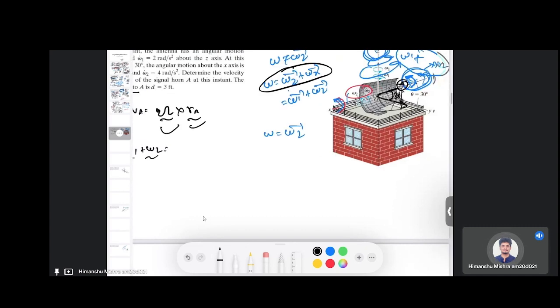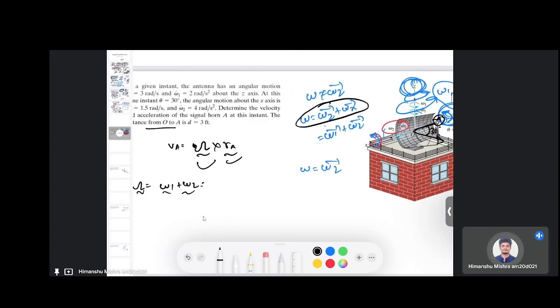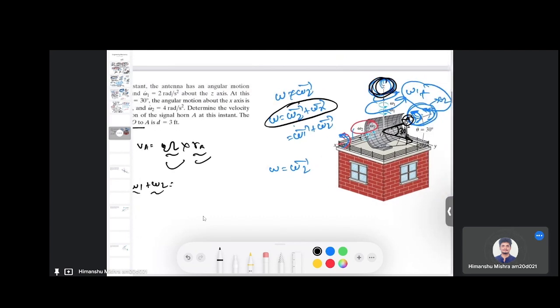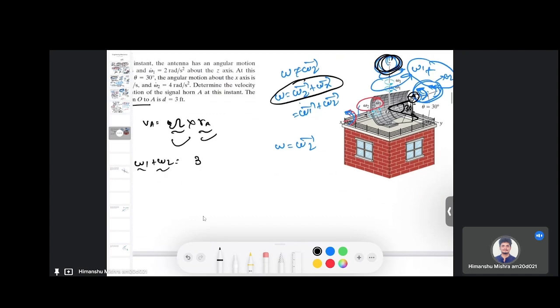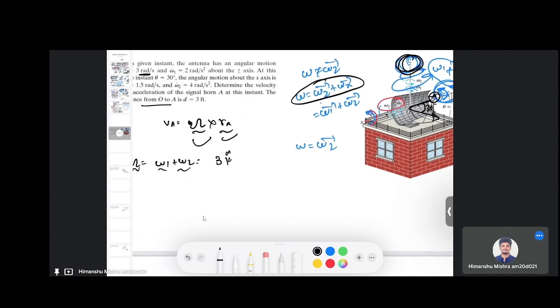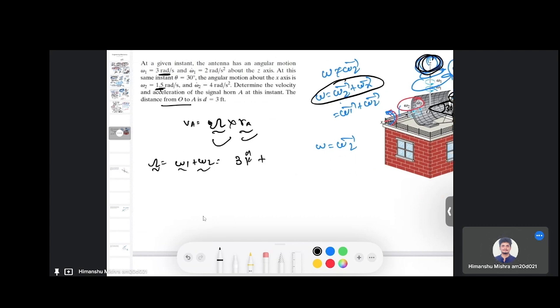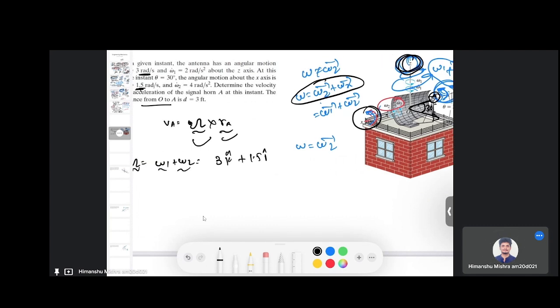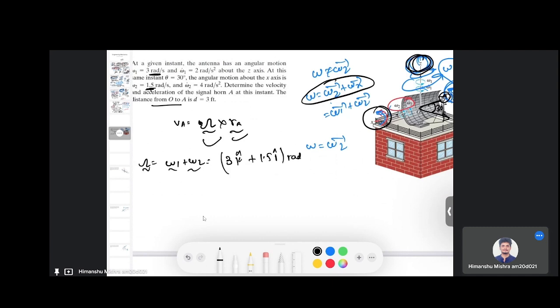So what is omega 1? Omega 1 is 3 rad per second and it is along the z axis. So it is 3k, and omega 2 is 1.5 and it's along the x axis, so it's 1.5 i cap rad per second.